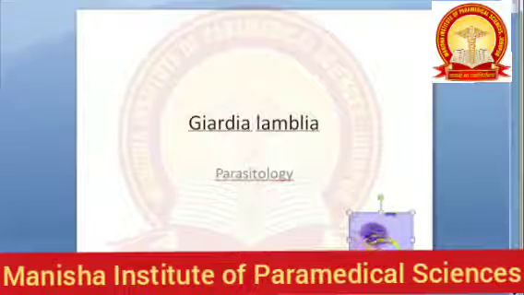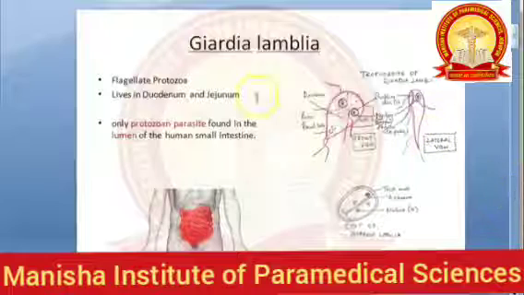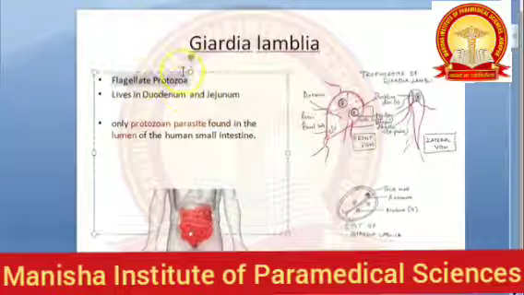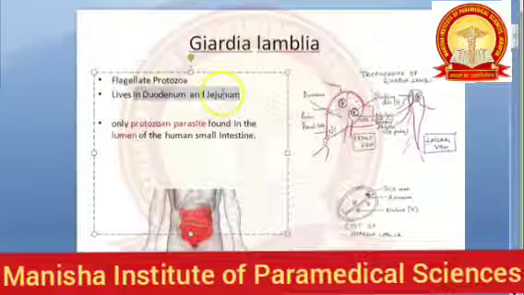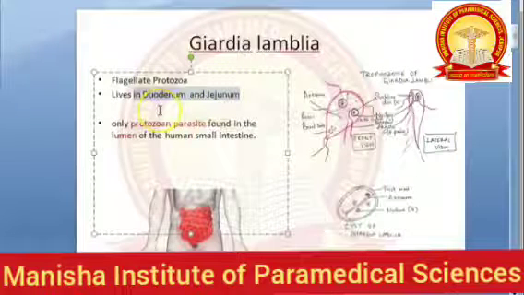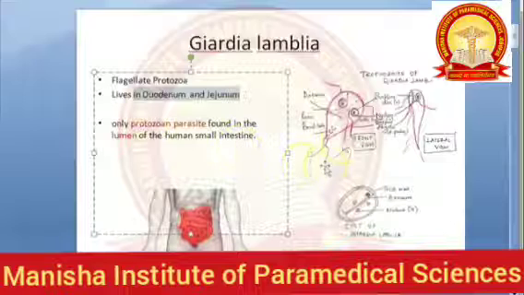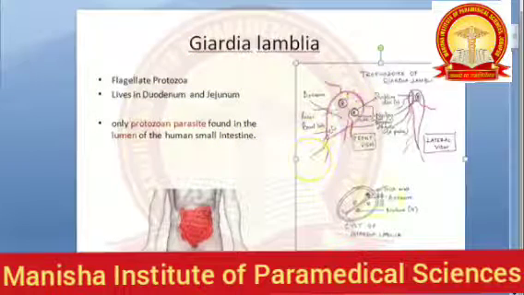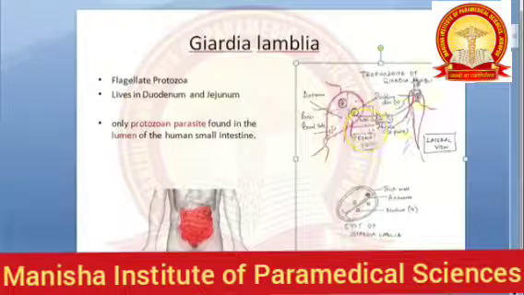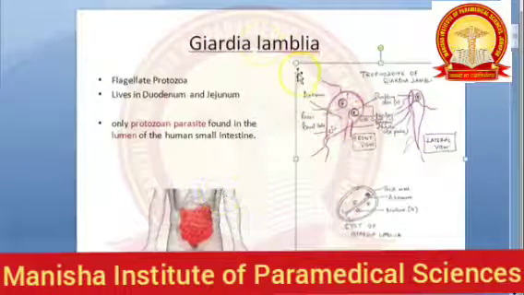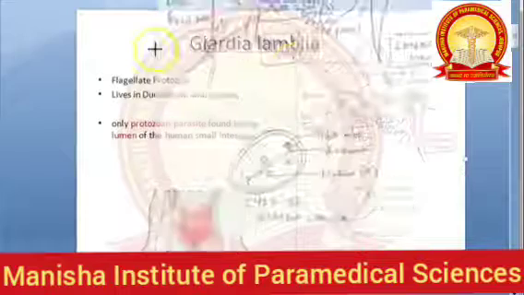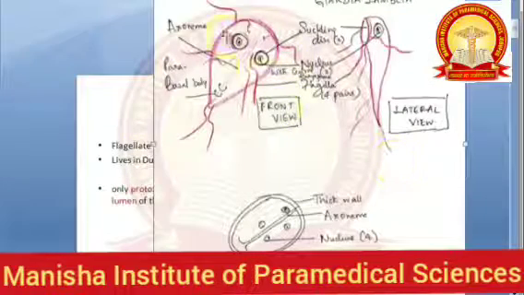So this is Giardia lamblia trophozoite. Recap, we saw what it is. It is a flagellate protozoa. It lives in the duodenum, jejunum. So it is an intestinal flagellate protozoa. It is found in the lumen. This is the trophozoite form. This is the front view. This is the lateral view. Did you take a close look at it? This is the front view and this is the lateral view.